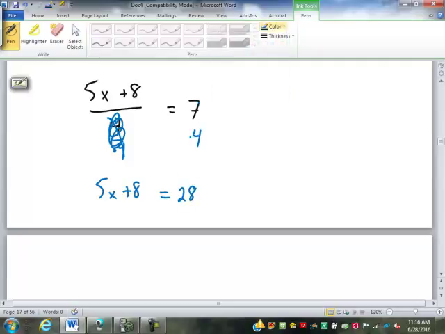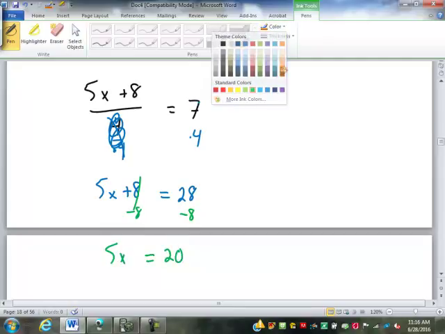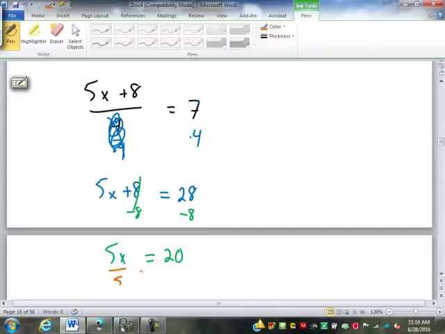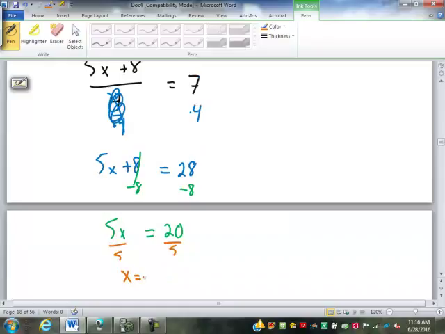Then what? Subtract 8. So we're left with 5x equals 20. And then divide by 5 to get x equals 4. We're dividing. So that was not too bad, right?